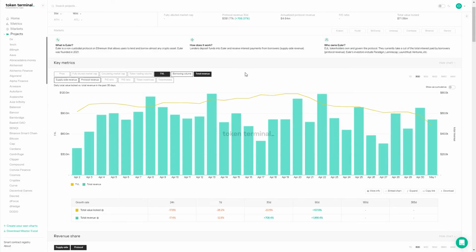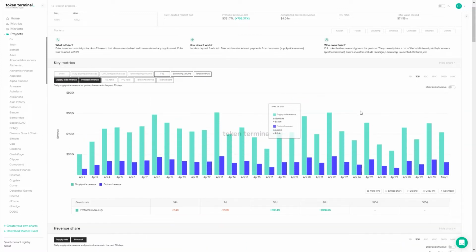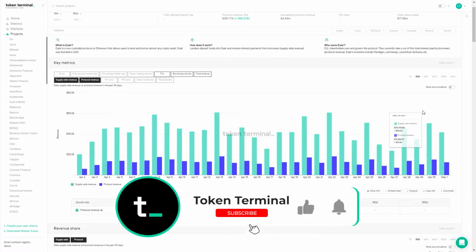Back to the key metrics chart, I'd like to look at protocol revenue in a bit more detail and have you break that down and talk us through your approach to managing the protocol's reserves.